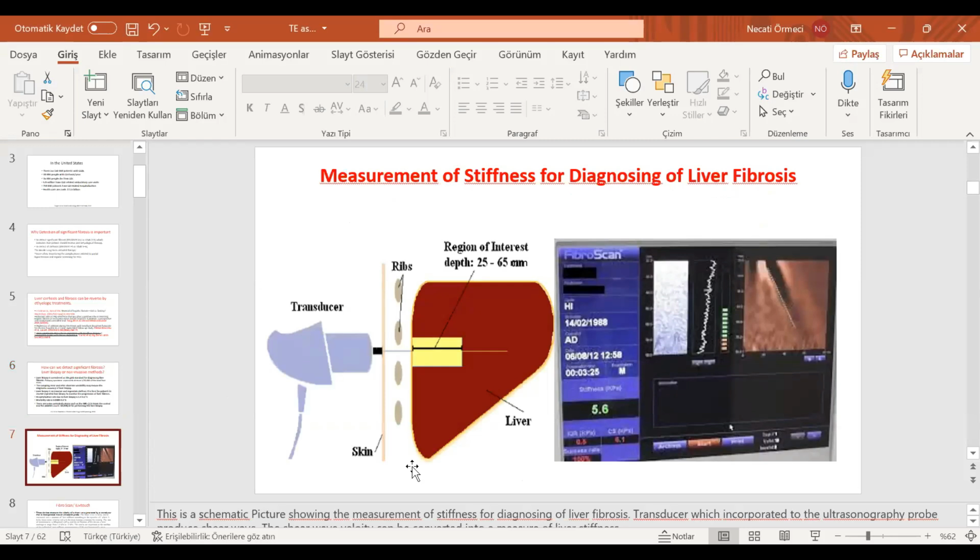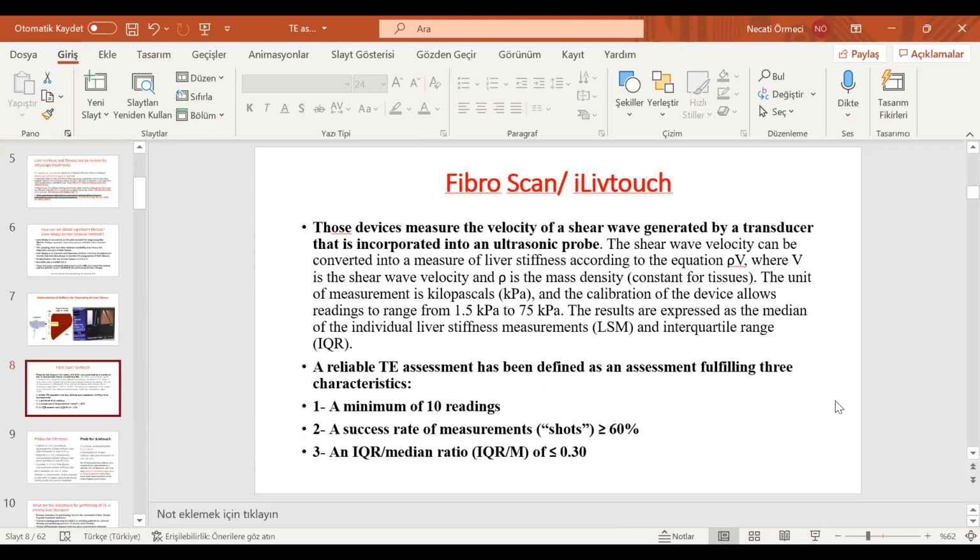So stiffness for diagnosing liver fibrosis can be measured by these devices. One transducer is attached to the ultrasound probe, and this transducer produces shear waves from depths of almost 25 to 65 millimeters, just between the ribs, and this shear wave can be measured by this kind of device. There are two machines, I will explain later. One is FibroScan, the other one is LiverTouch machines.